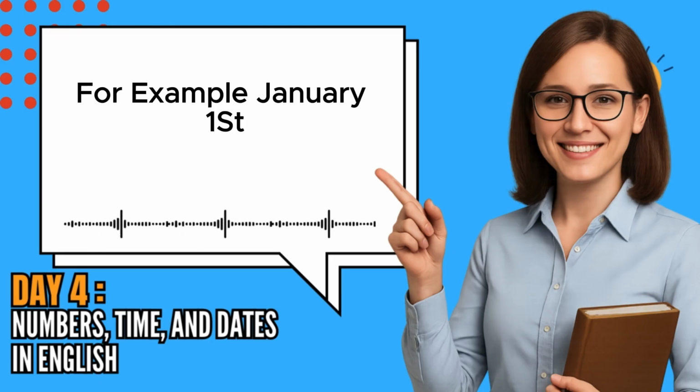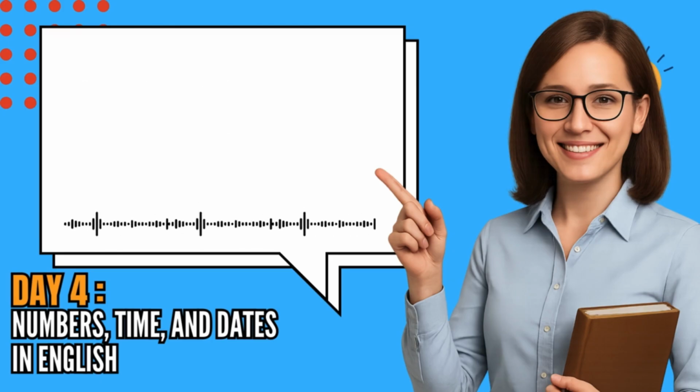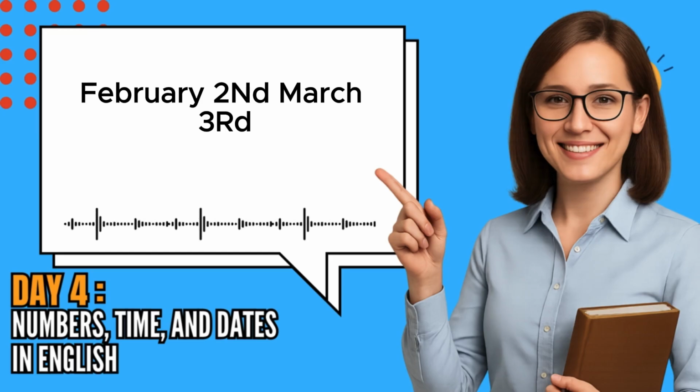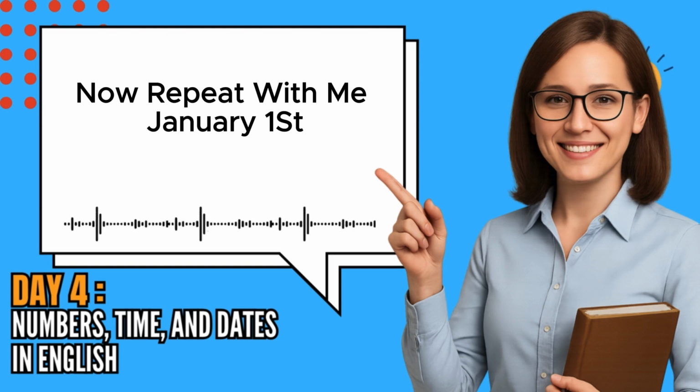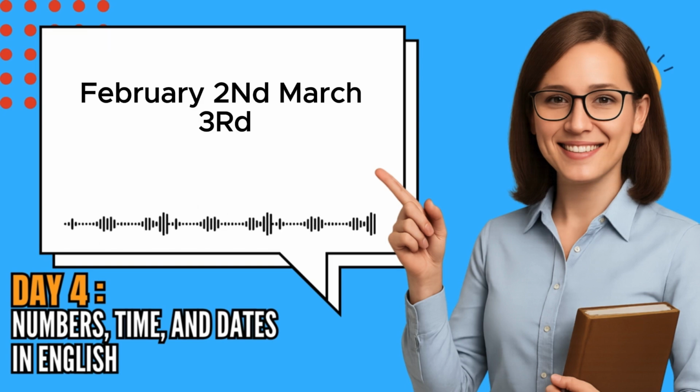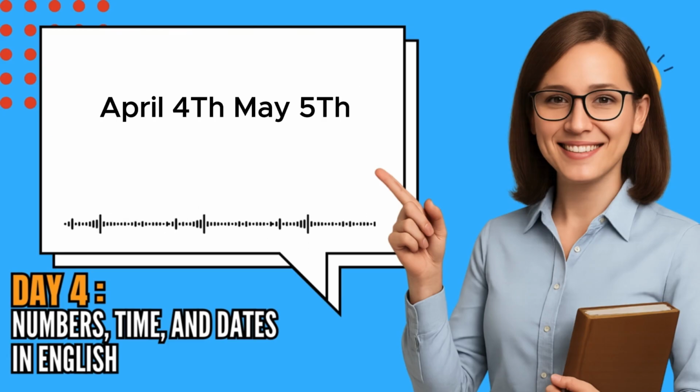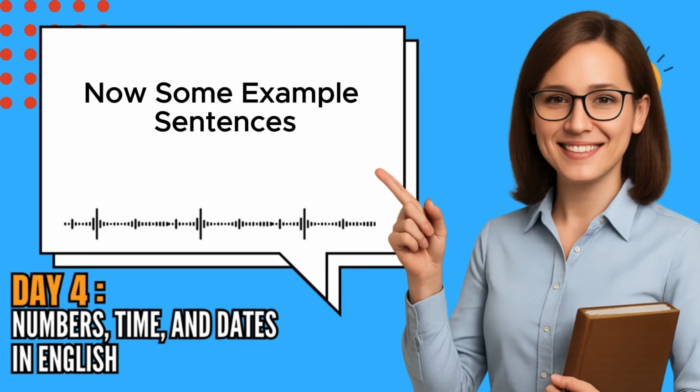For example, January 1st, February 2nd, March 3rd, April 4th, May 5th. Now repeat with me. The 1st of January, the 2nd of February, the 3rd of March, the 4th of April, the 5th of May. Now some example sentences.